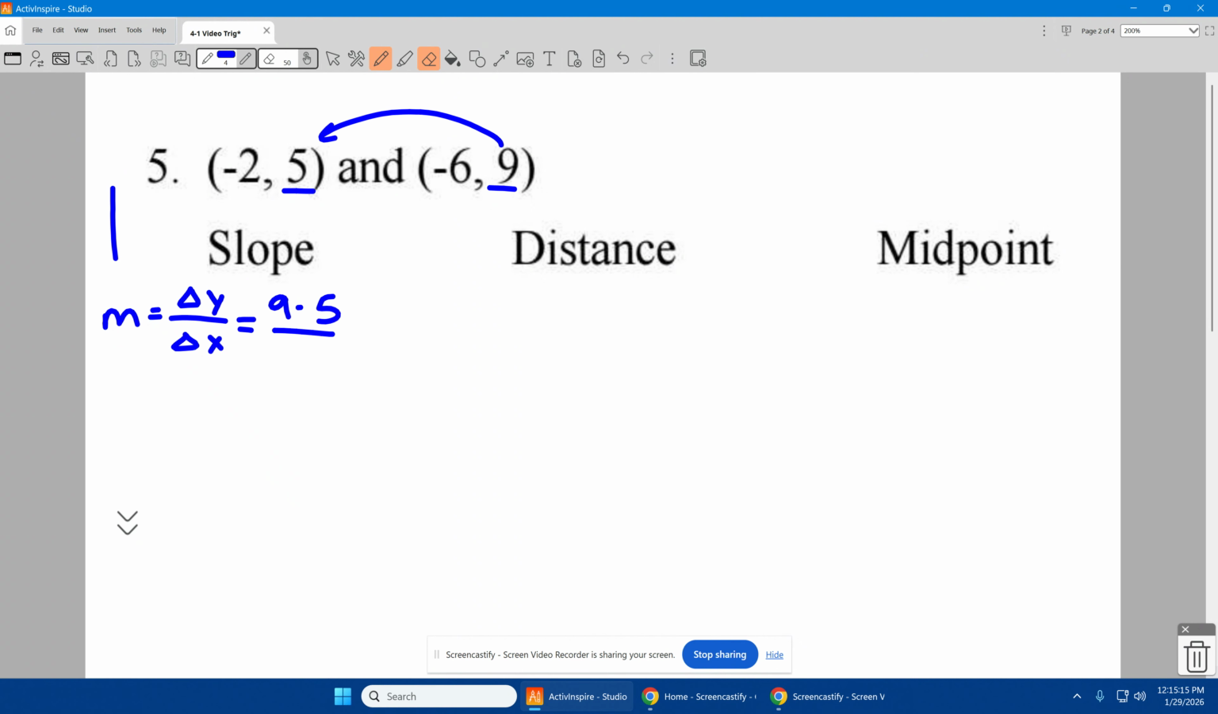Since I subtracted in that direction, I now must subtract that way so that I don't lose a negative sign. So -6 minus -2. The minus changes to plus. So I end up with 4 on top. -6 plus 2 is -4. We have a -1 slope. It goes up 1 to the left 1, up 1 to the left 1. So there's our slope.